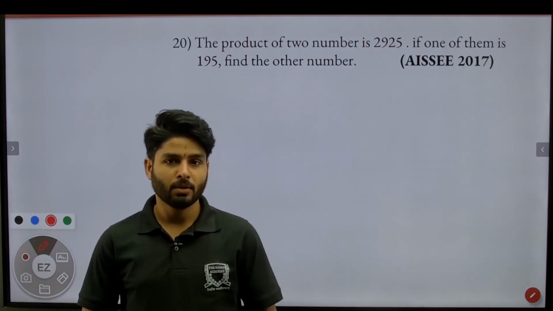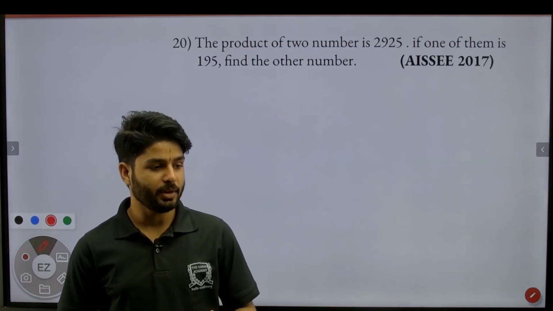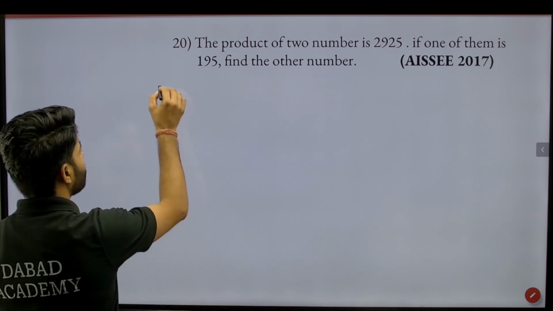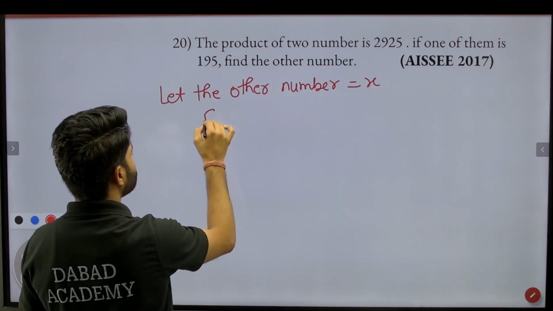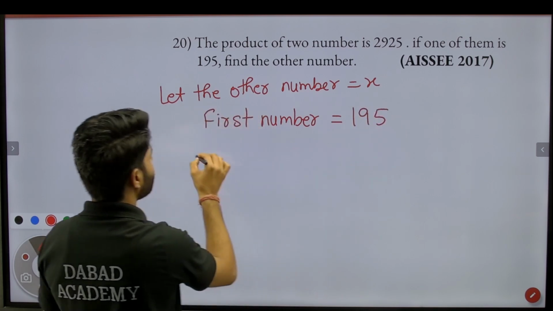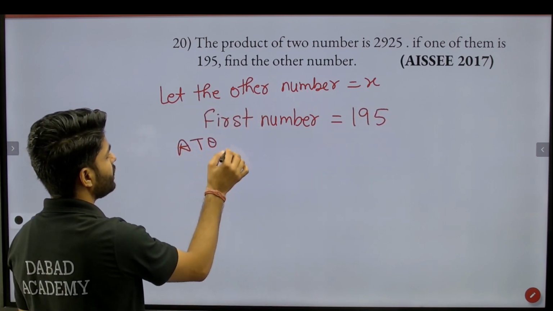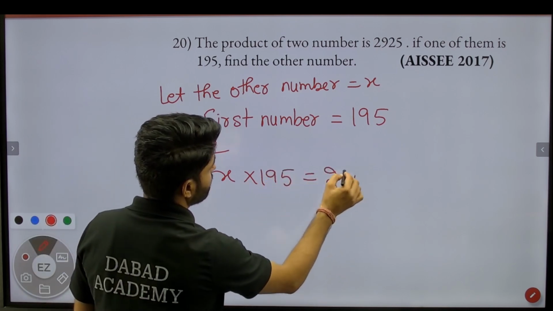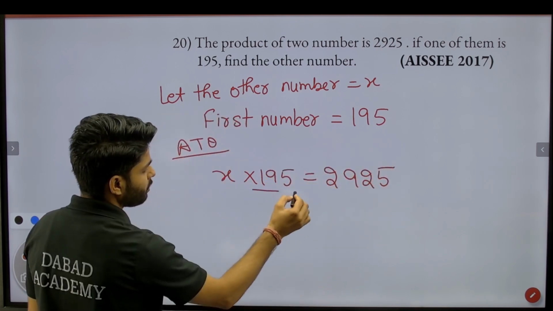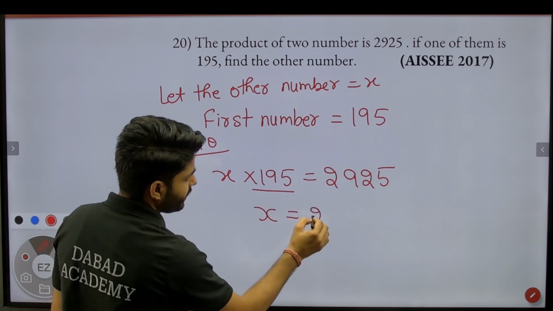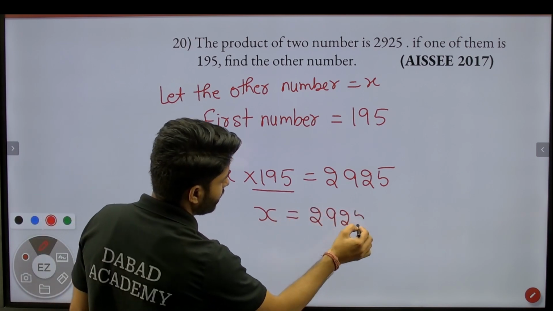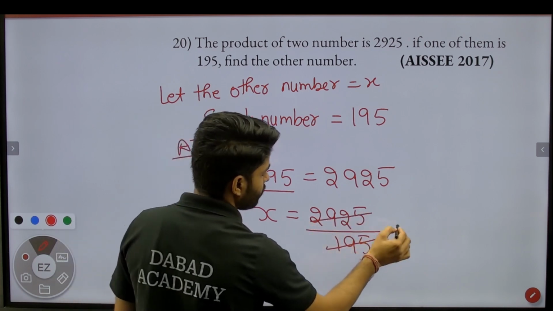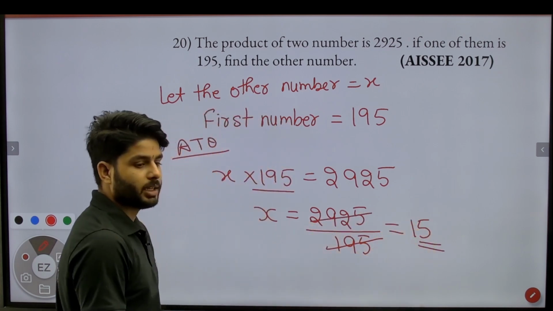The product of two numbers is 2,925. If one of them is 195, find the other number. Let the number be x and the first number is 195. According to the question, the product of these two numbers is x into 195 equals 2,925. Here this number is multiplied on one hand side. When we take it to the other hand side, it will be divide according to the big plus formula. When we cut these two numbers, that is equal to 15. So the right answer is 15.